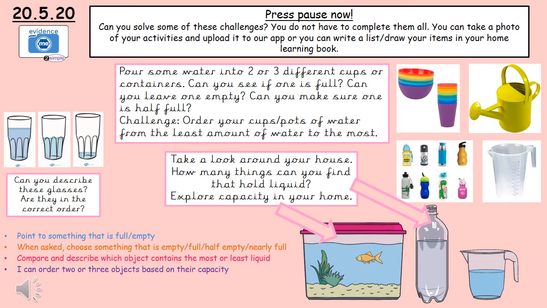I've also said pour some water or any kind of liquid into 2 or 3 different cups or containers. Can you see if one is full? Can you leave one empty? And can you make sure one is half full? So again, it's about exploring the different amounts of capacity that different objects can hold. The challenge for this would be, can you order your cups or pots of water from the least amount of water to the most? And I've given some images of things that you can use to compare these with at home.